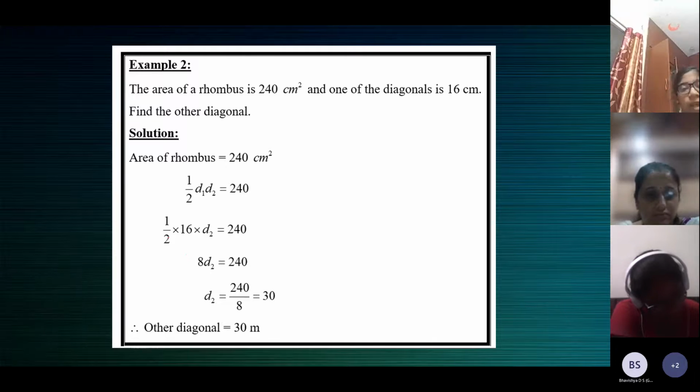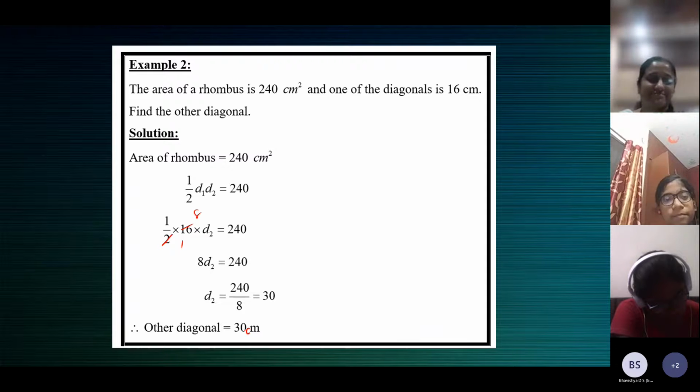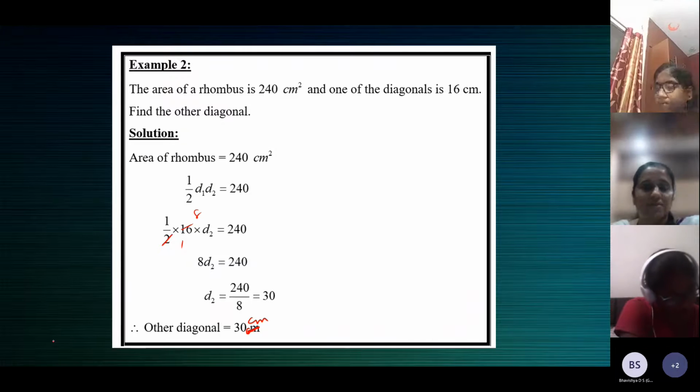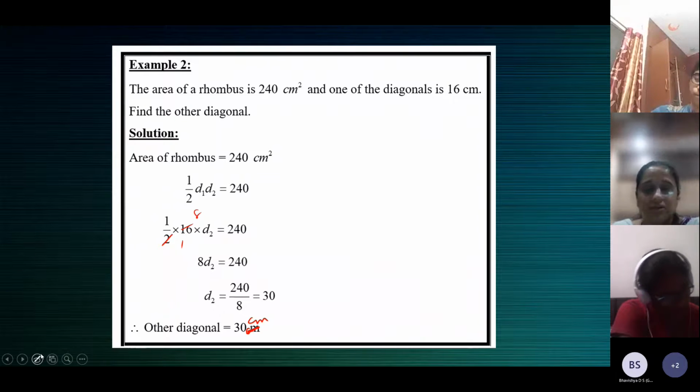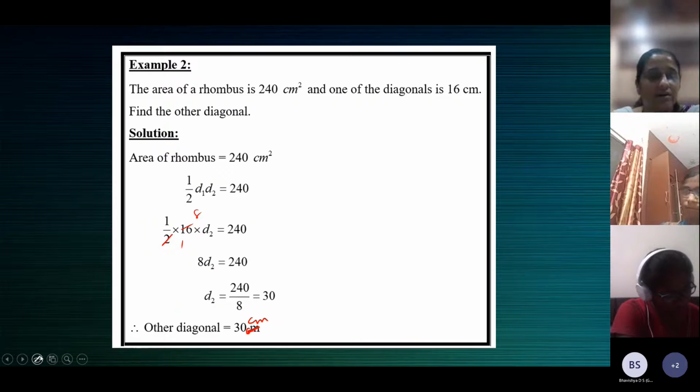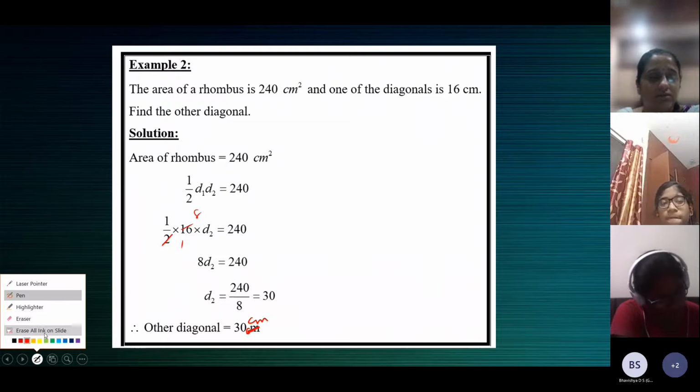Ma'am, at last the other diagonal is 30 centimeter. Sorry, centimeter, children. Length of the other diagonal is 30 centimeter. Done, ma'am. All right, children. Any queries related to the calculation? No, ma'am. Okay. All right, children.